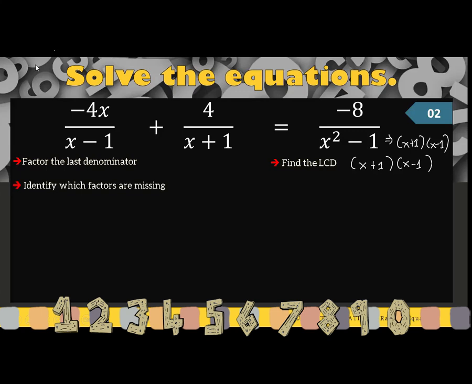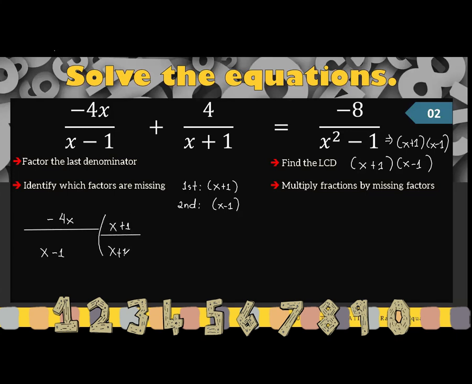Next step, we need to identify which factors are missing. For the first rational expression, we're given x minus 1, and the LCD is this. The missing factor is x plus 1. Second polynomial, we have x plus 1. In this case, the missing factor is x minus 1. Now, our next step is to multiply fractions by the missing factors. The first rational expression will be multiplied to x plus 1. Then the second rational expression will be multiplied to x minus 1.